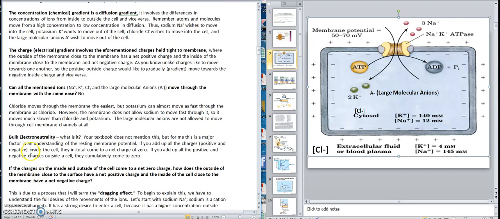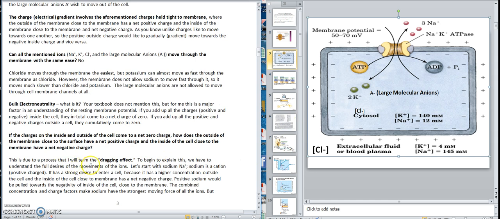Then we come to bulk electroneutrality. What is it? Your textbook does not mention this, but for me this is a major factor in understanding the resting membrane potential. If you add up all the positive and negative charges inside the cell, it's going to come to zero. If you add them all up on the outside, it's going to come to zero. If the charges on the inside and outside come to zero, how does the outside of the membrane surface have a net positive charge and the inside have a net negative charge? This is due to what we're going to call the dragging effect. Now you can read on it, but just listen to me real quickly here.